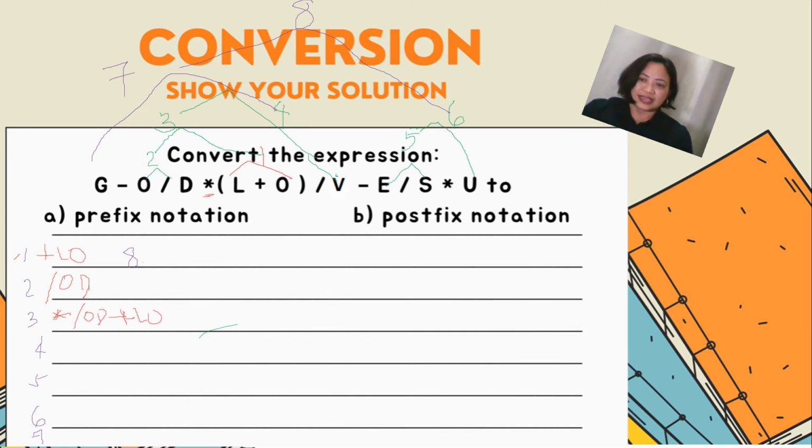And then next. Our fourth expression is number 3 divide V. So, we copy first, since what is on the left side is number 3.